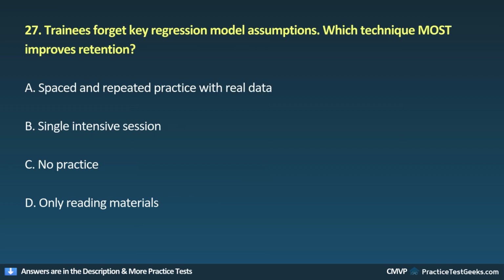27. Trainees forget key regression model assumptions. Which technique most improves retention? A. Spaced and repeated practice with real data. B. Single intensive session. C. No practice. D. Only reading materials.